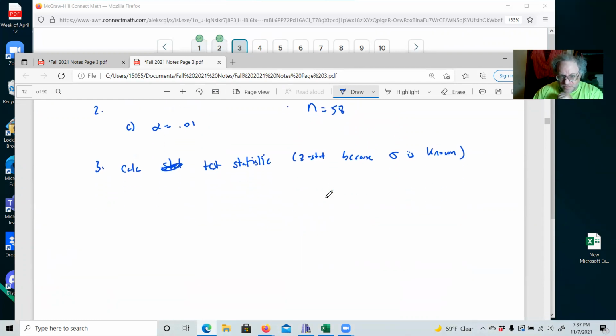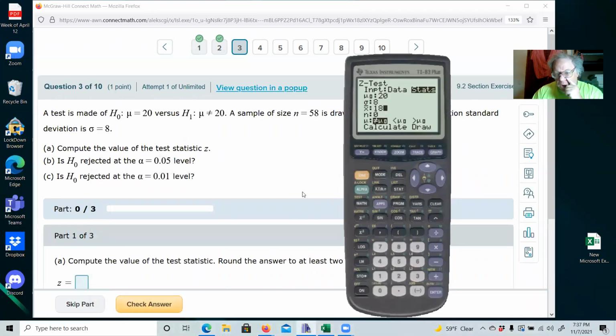Technically, I guess we could list all of these values right here. We could say X bar is equal to 18, standard deviation is equal to 8, n is equal to 58. So we would group all the information in a place where that would be nice to have it. Okay, we're going to hit mu is not equal to. This is what we want, is not equal to a value, and then we're just going to hit calculate. Okay, so our test statistic z is negative 1.90.